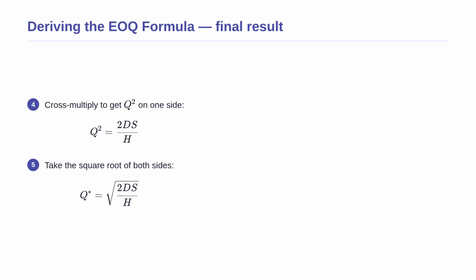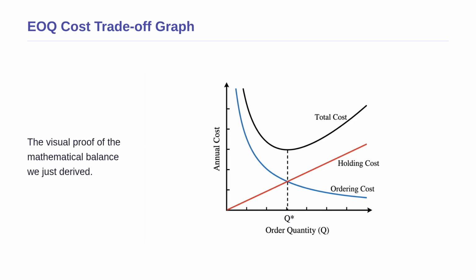Finally, we take the square root of both sides to remove the exponent. This leaves us with a single solvable equation. We have successfully derived the famous economic order quantity formula, proving exactly why it perfectly balances the trade-off between ordering and holding costs. So we have proven that this balance holds mathematically.